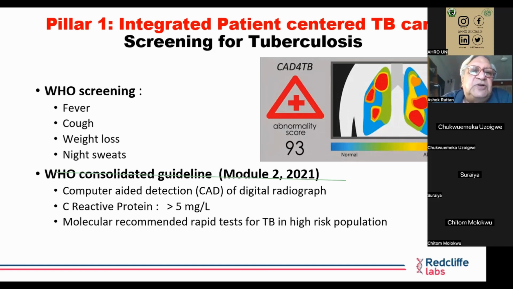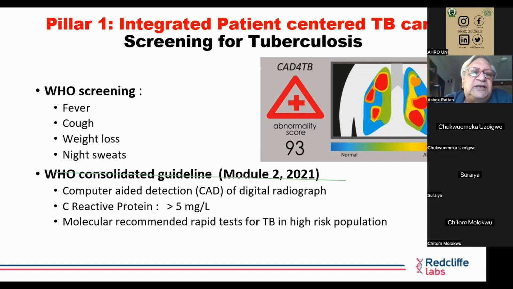WHO has suggested that 4 symptoms can be used as a symptom screen: fever, cough, weight loss, and night sweats. If a person has fever for more than 2 weeks, cough, weight loss, and night sweats, then that is known as symptom positive, and further investigations should be carried out.